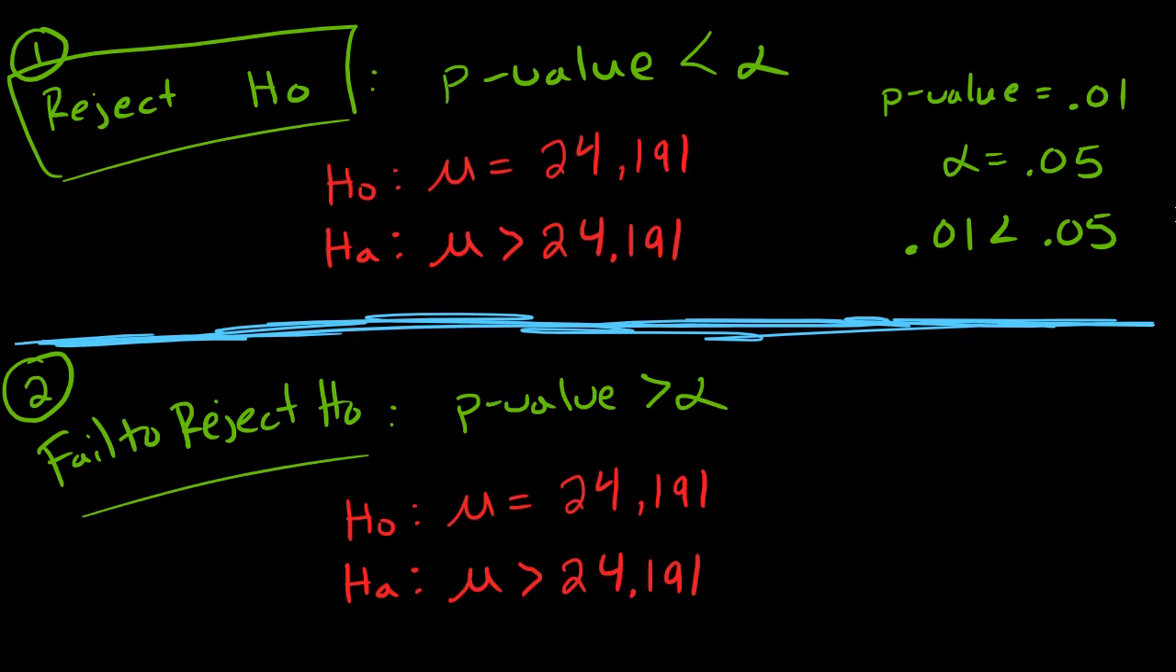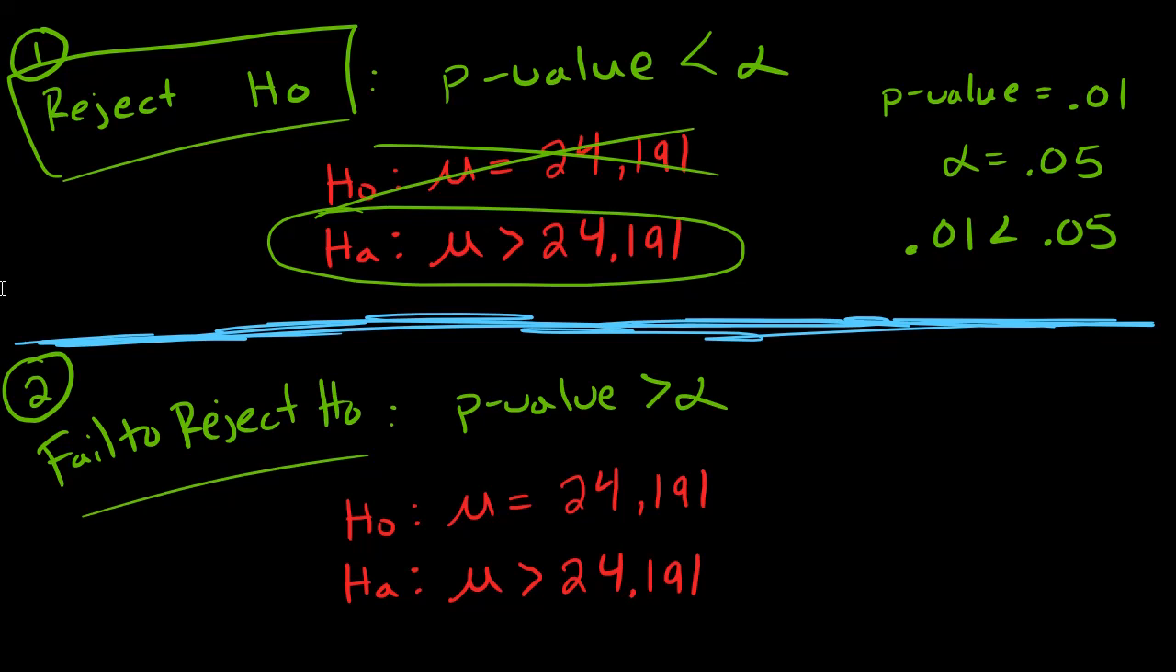Now, once you've rejected your null hypothesis, you need to make a decision regarding the alternative. What does rejecting the null mean in terms of the alternative? If we've rejected the null, cross it out. You have to accept one of these two. So if we reject the null, then we must be saying there's evidence to suggest that the alternative is true.